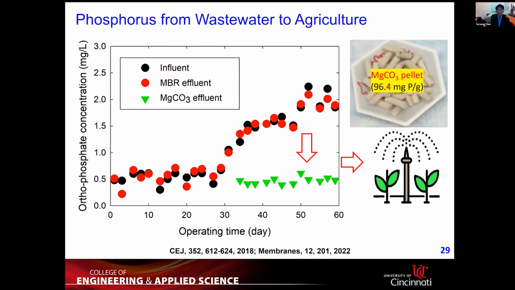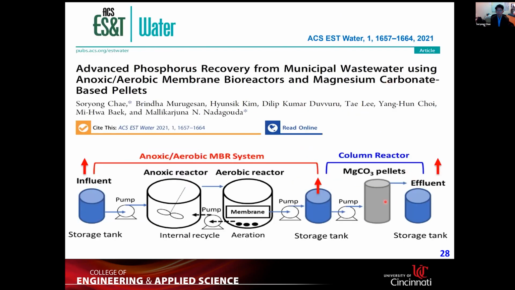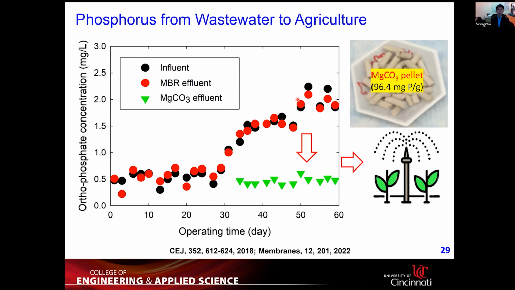It has about 96 milligram phosphorus capture capacity per gram of material. And when we apply this material here, at the very last stage, we can capture phosphorus from the MBR effluent, from this red color down to this green level. So the phosphorus goes from 2.0 milligram per liter down to about 0.4 milligram per liter, a difference of 1.6 milligram per liter times the volume of water we treated. That can be captured by this material, and this is very rigid and very solid.